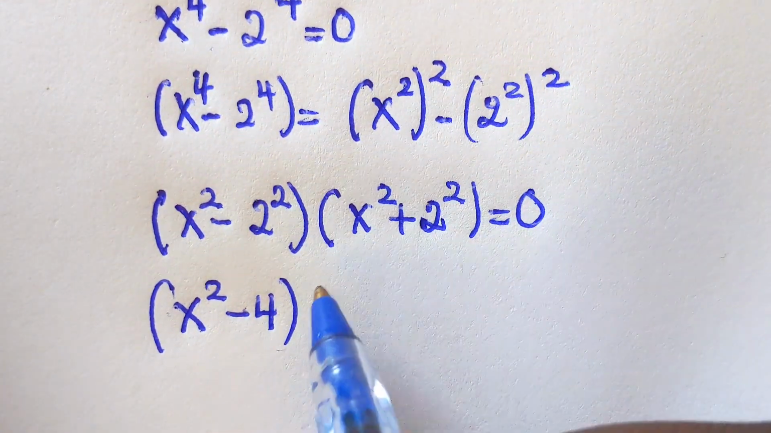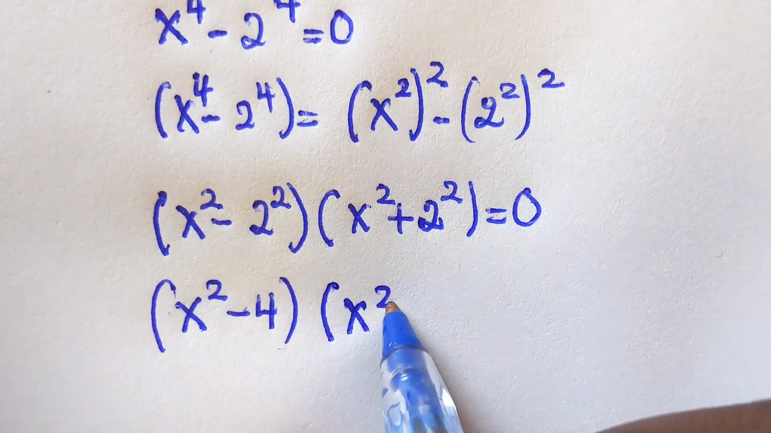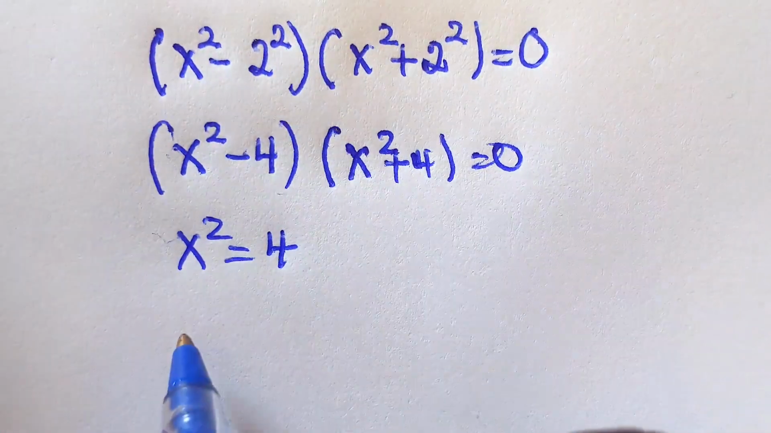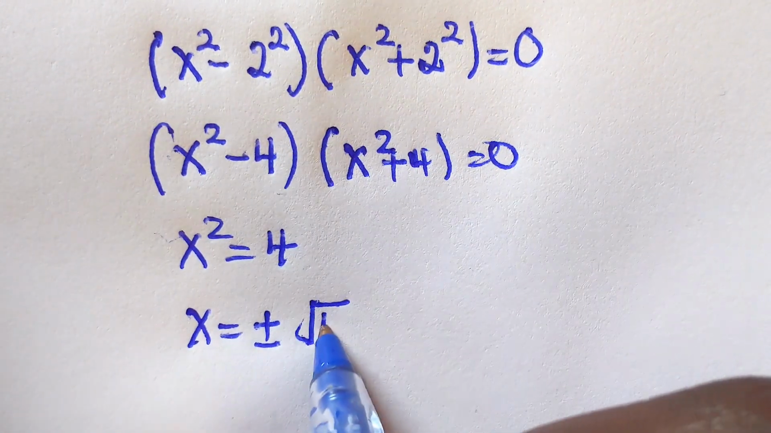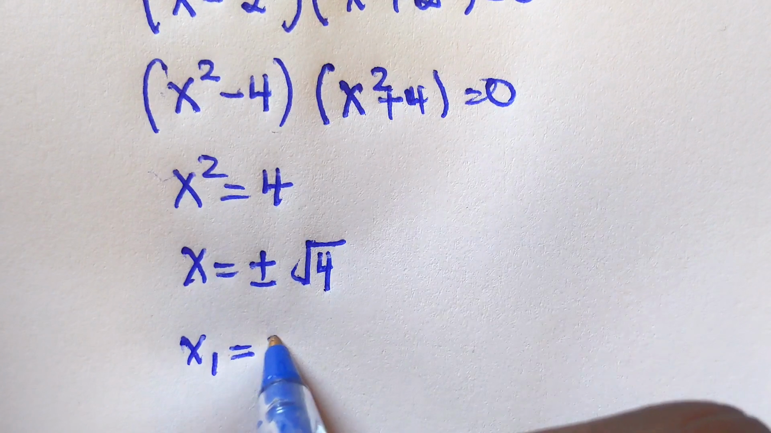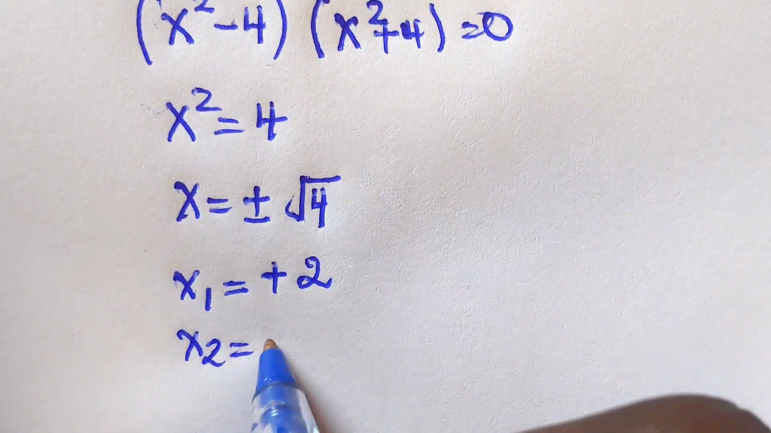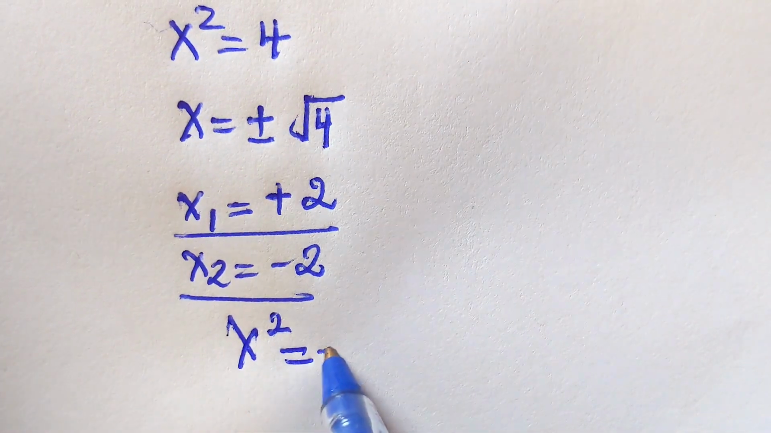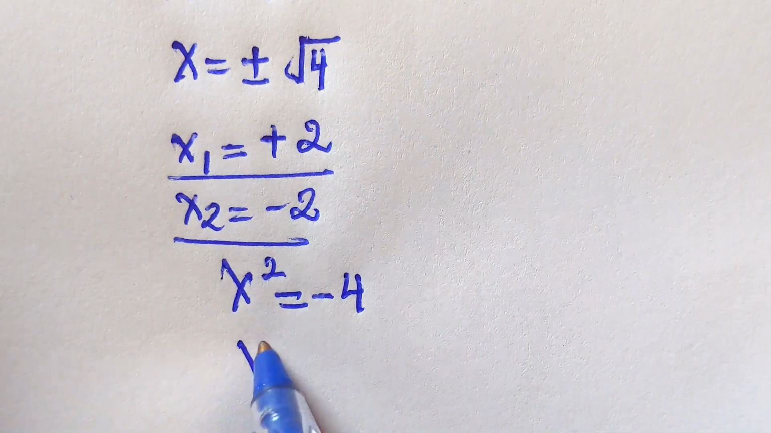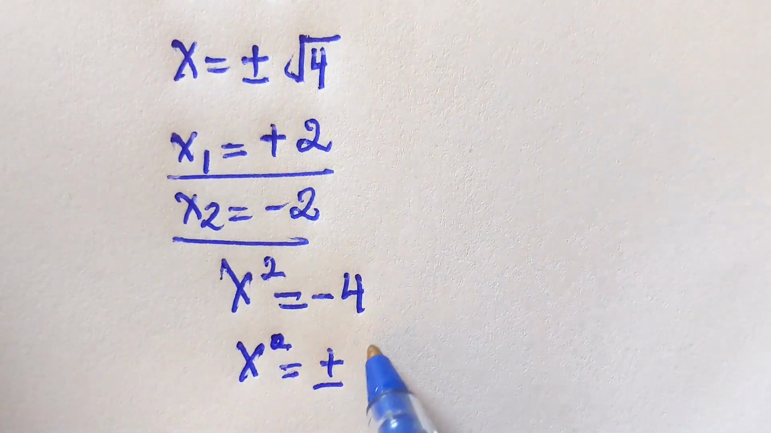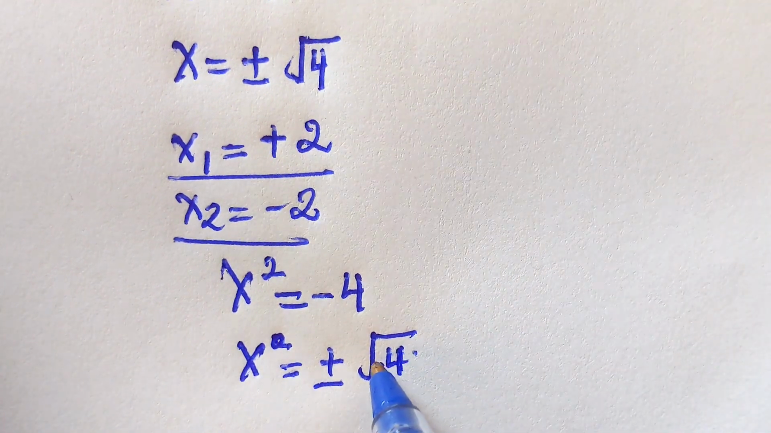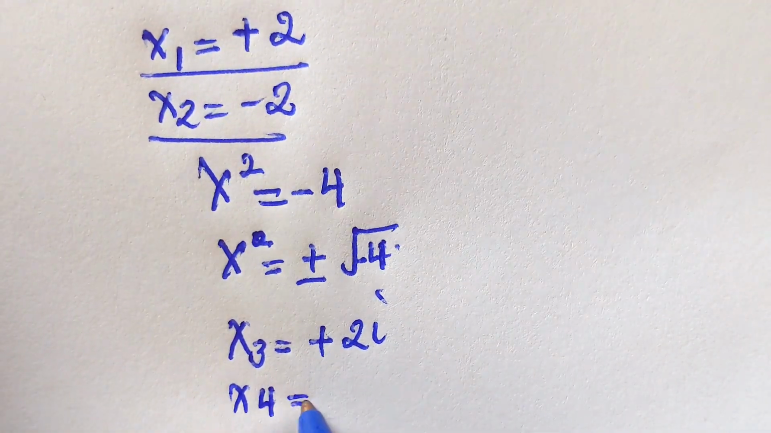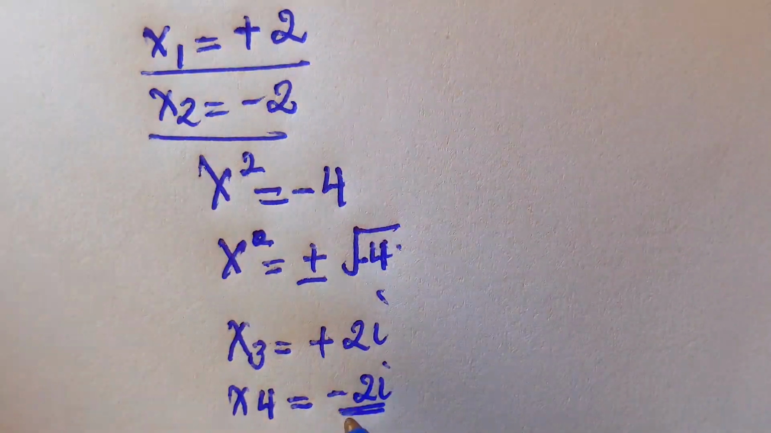times x squared plus 4 equals 0. For the first factor, we say x squared equals 4, and of course x equals positive or negative square root of 4, so x1 equals positive 2, x2 equals negative 2. For the second factor, we have x squared equals negative 4, so x equals positive or negative square root of negative 4, so that x3 equals positive 2i, and x4 equals negative 2i. And of course this is what we have.